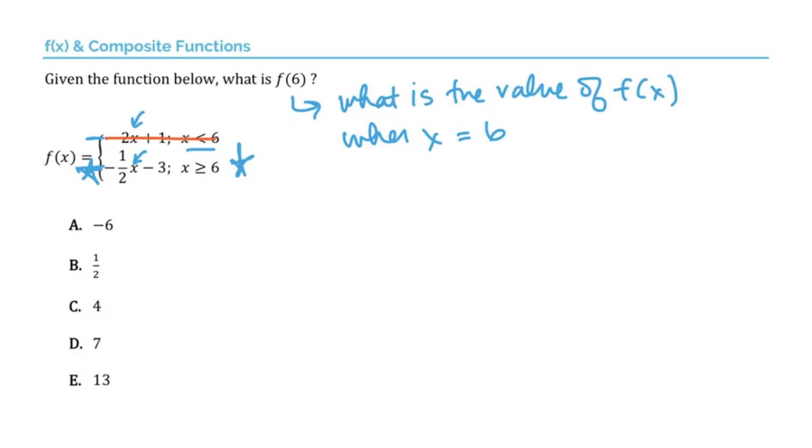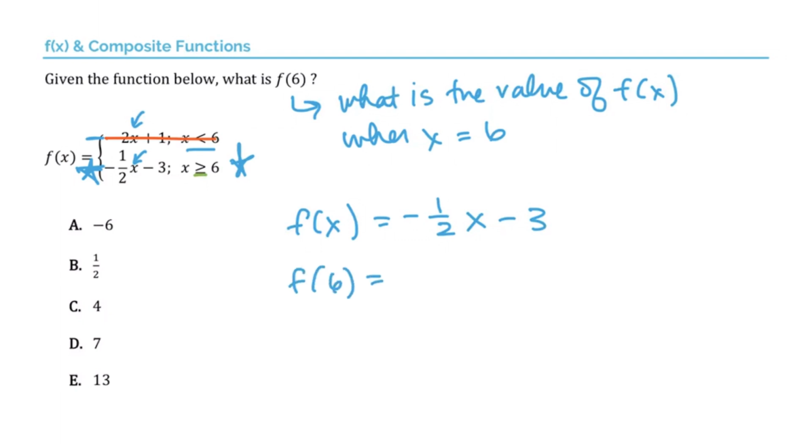We have to use the second one because there they tell us that's the expression to use for values of x that are greater than or equal to 6. So because it's greater than or equal to 6, that's the one we're going to use. So we know that f of x is negative 1/2 x minus 3. So we want to know what is f of 6.